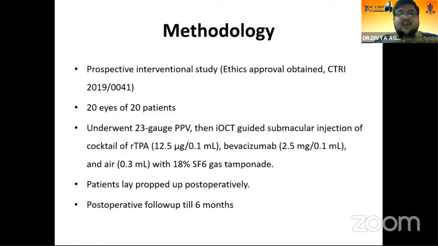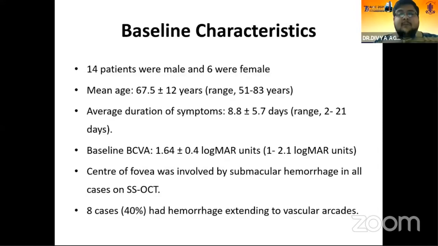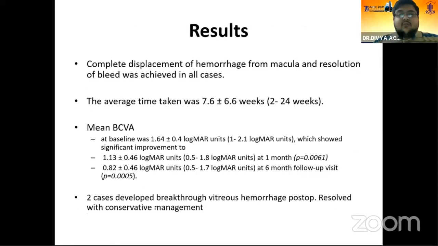So we did a prospective interventional study. We included 20 eyes of 20 patients, and we followed them for 6 months. Most of the patients were old, and most of them had hemorrhage extending to vascular arcade. Center of fovea was involved, and baseline visual acuity was very poor.